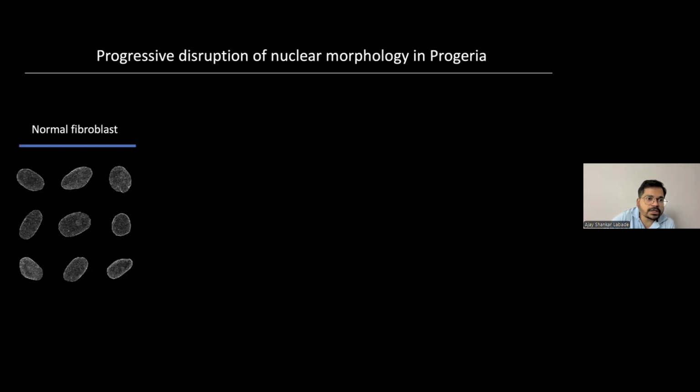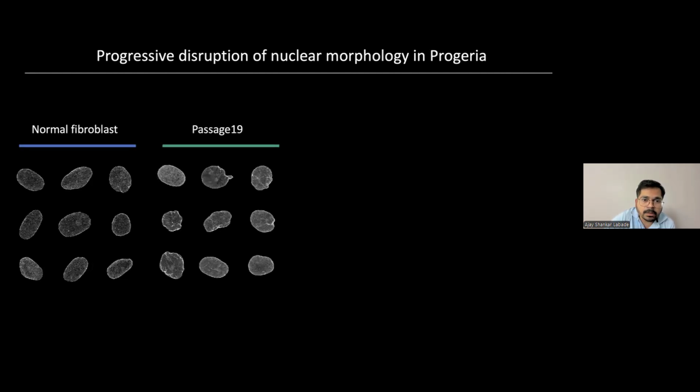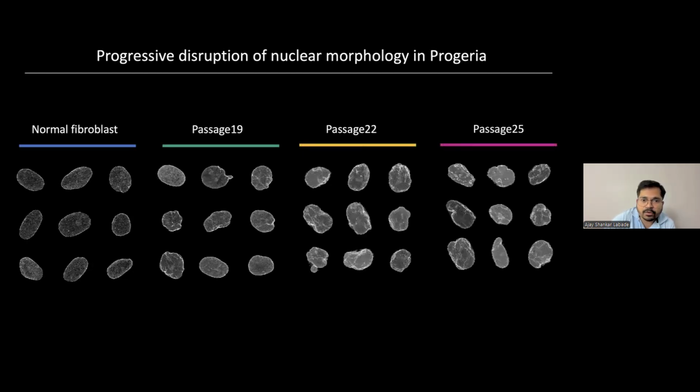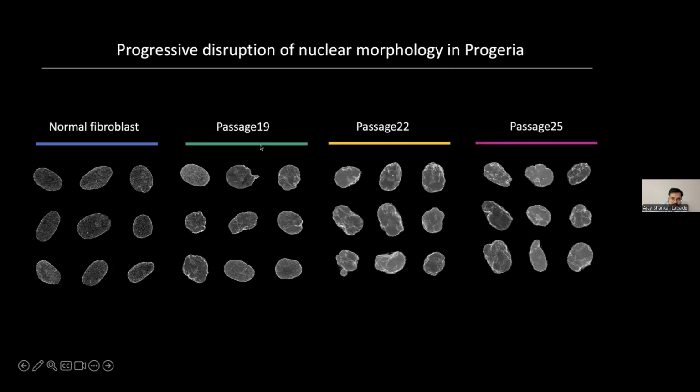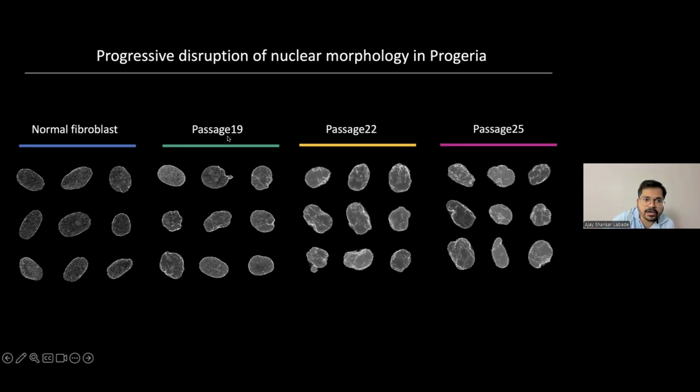Okay, so for that we took normal fibroblast cells. This is the normal mom of a progeroid child, and these are the different passages of the same progeria cells. As you know, when we passage these cells, they age very fast, and up to passage 26 or 27 they die. So this is a very late passage, and this is a very early passage. Between these passages, they have aged a lot. So we wanted to see if we can detect this difference as they age.